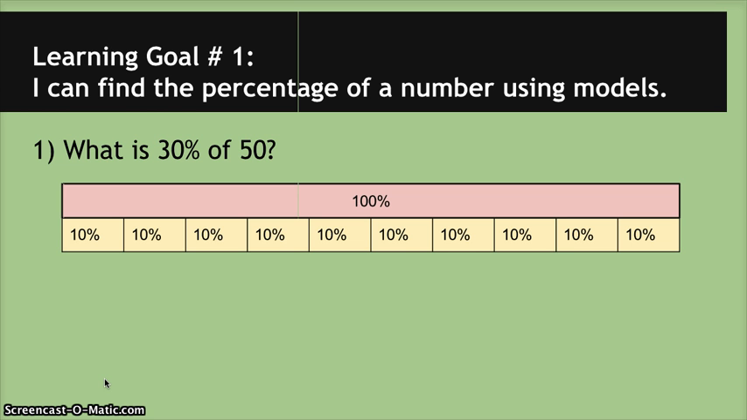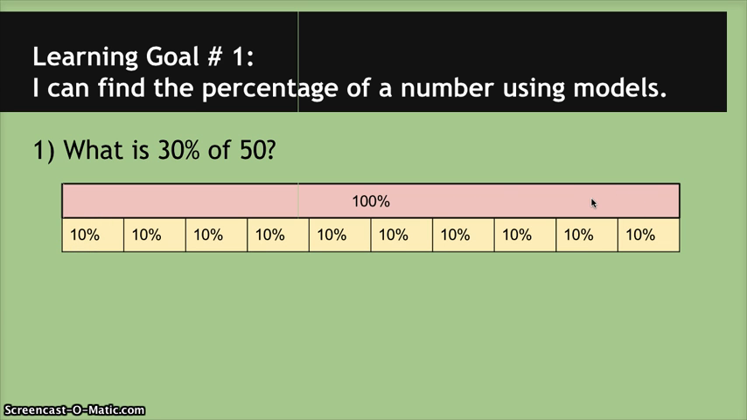Alright, so let's start with the first practice problem. What is 30% of 50? Now we're using models to help visually represent our numbers. So this is a bar model. We have 100% here. And if you notice down here, there's 10 little boxes that are 10%. These add up to be 100%.